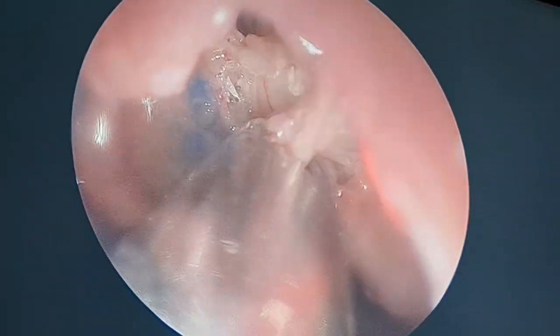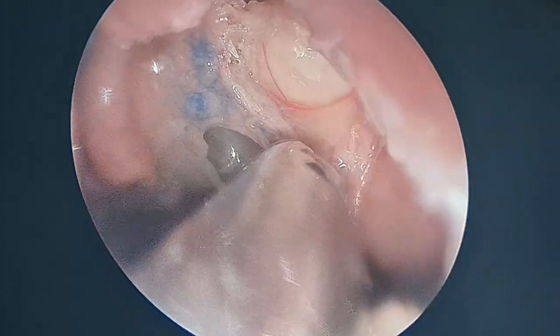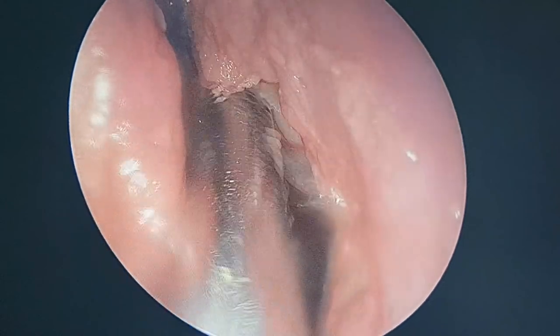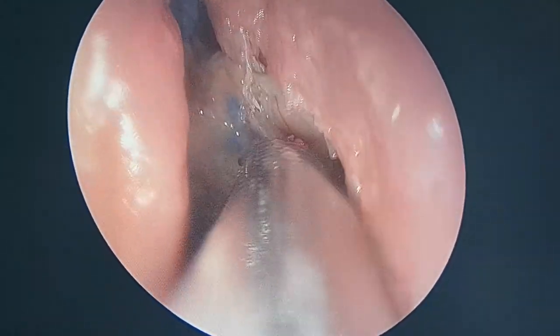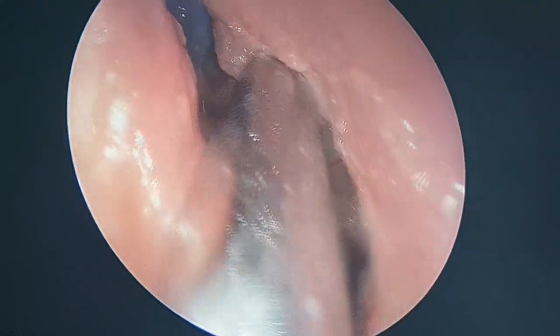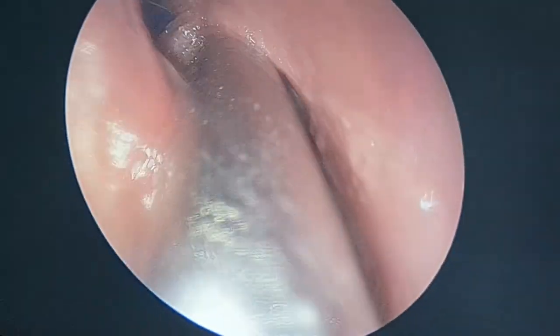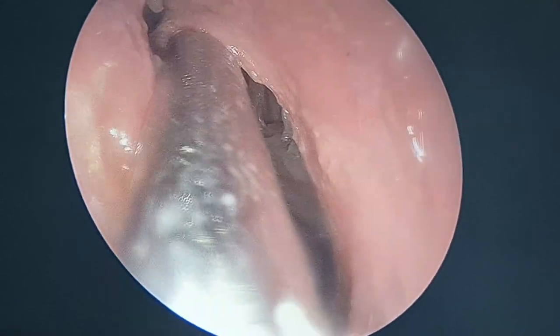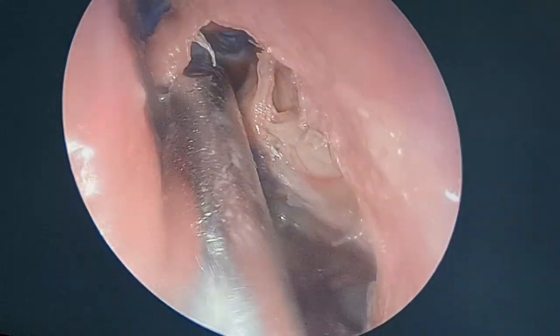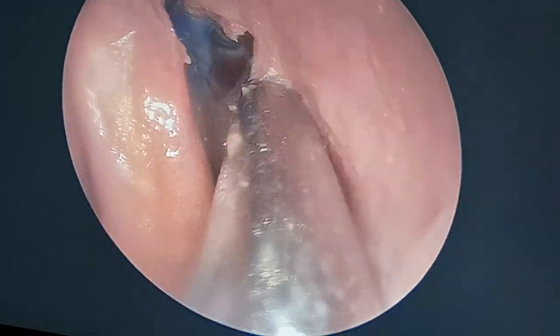Every cadaver is scanned. Before you start dissection, give 5-10 minutes to sit with the CT scan to know the anatomy of the cadaver you are operating on. Now see what I am doing? Taking away the upper part of the uncinate, simply with a shaver. See this? This is a very, very favorable anatomy.